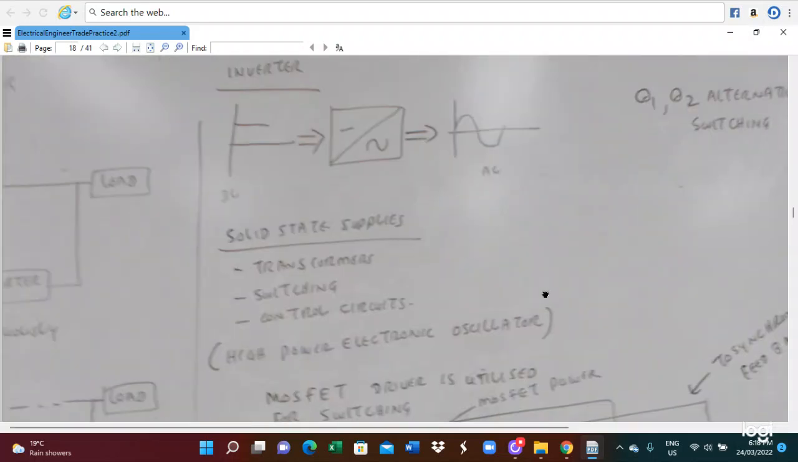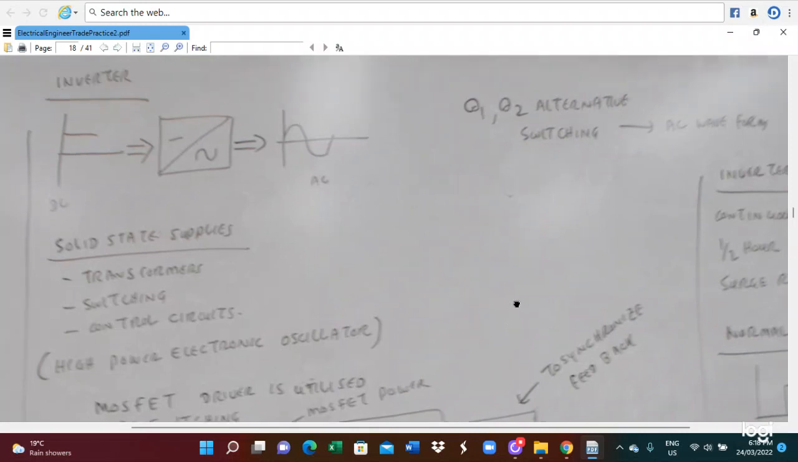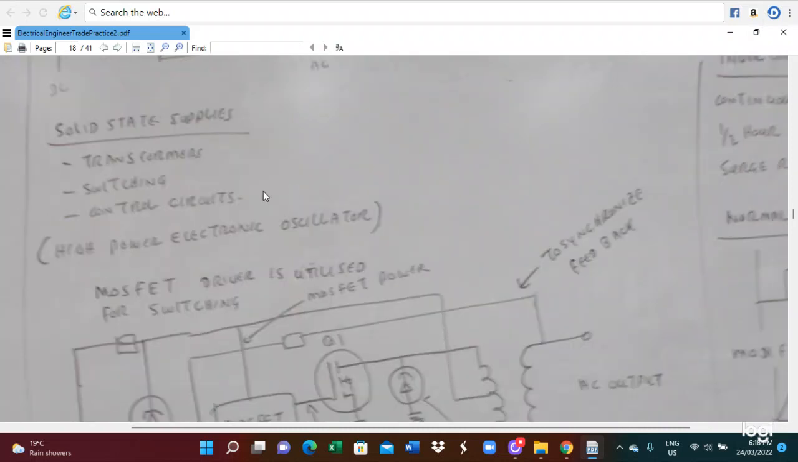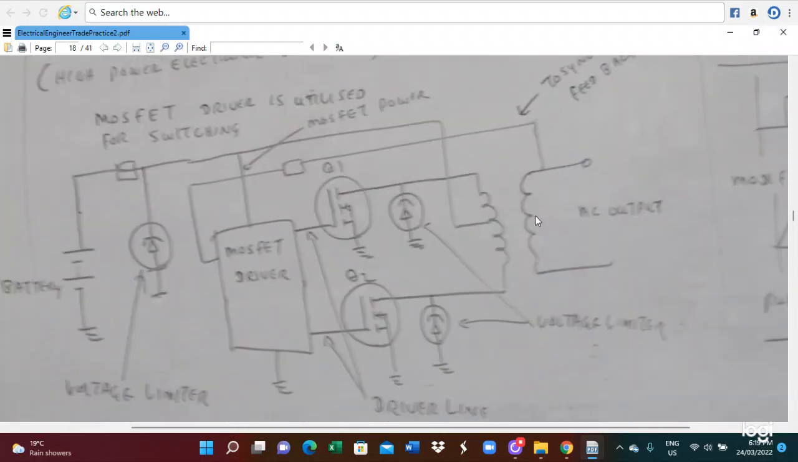So this is the connection of the waveform. The inverter input is DC and the output will be the AC waveform. So we use a solid state power supply system. We use the transformer, switching, and indirect control circuit. So this is for the UPS system.